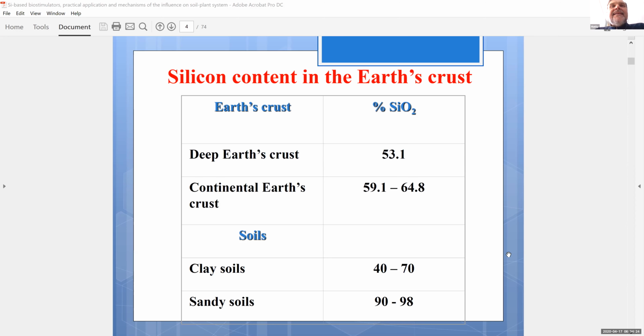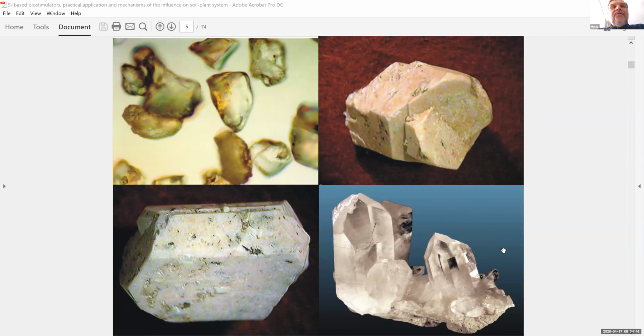Okay. So the maximum of this element is located in Earth's crust, and the highest content of silica is present in clay soil and especially in sandy soil. But usually when we talk about silica, we imagine that these are inert substances like glass, quartz, sand, and others.